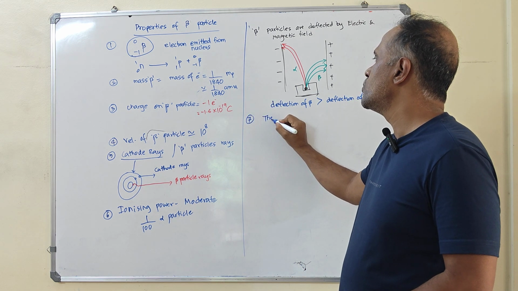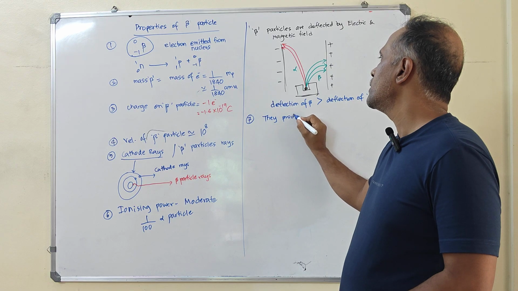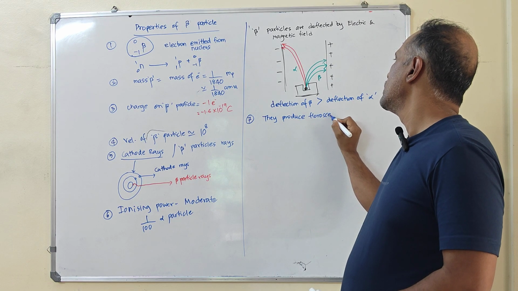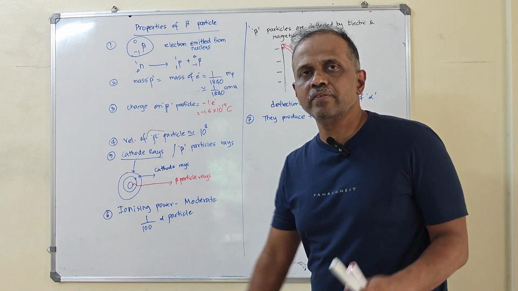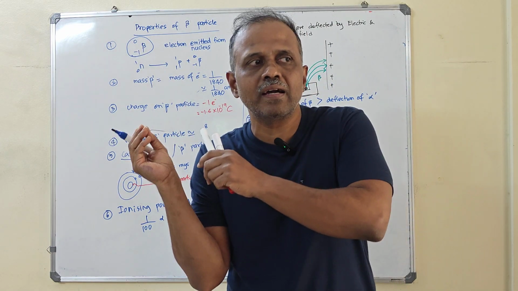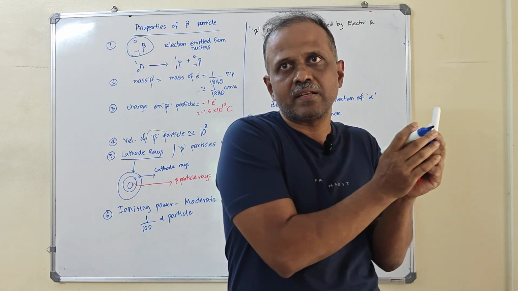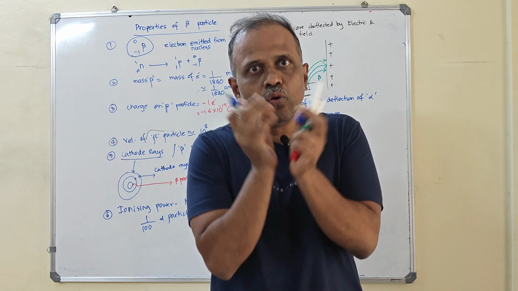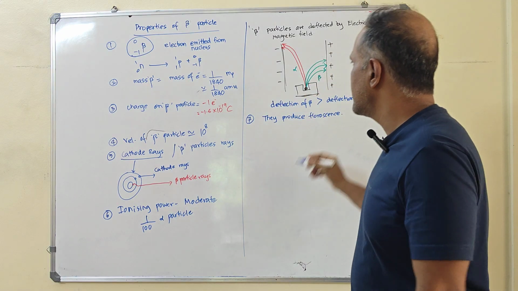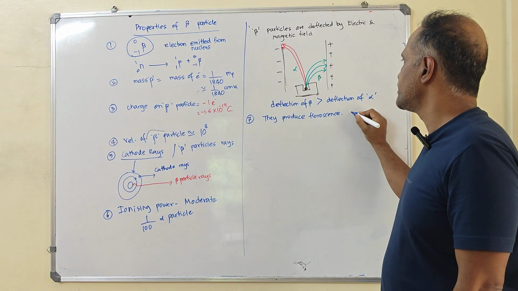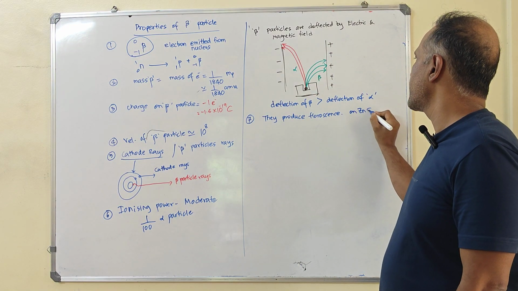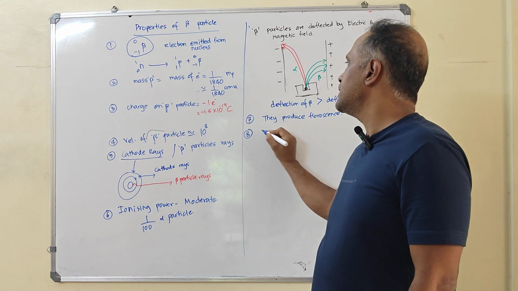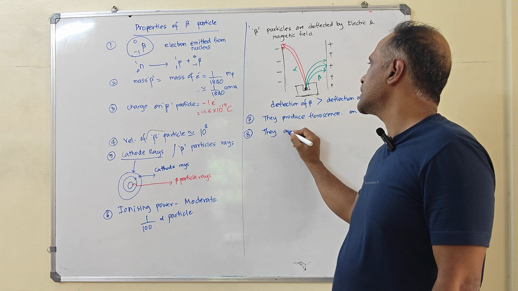As we have seen earlier, beta particles also produce fluorescence. Fluorescence means what? Suppose we have a zinc sulfide screen and the beta particle hits the zinc sulfide screen, then the ZnS screen will start glowing. That glow is called fluorescence on ZnS screen. Eighth, they affect photographic plate.